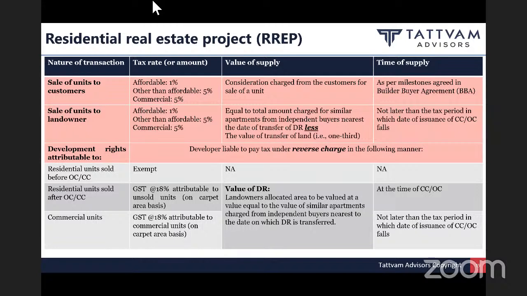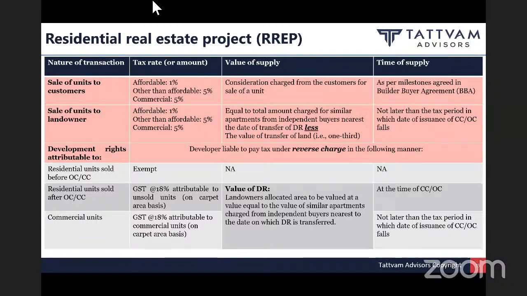If you write in your agreement that this GST will be borne by the landowner and landowner will give it to the developer, then landowner has to give. Sometimes it is shared as 50-50. So you have to write in the agreement who will be bearing this GST on this allocation which is done to the landowner. That has to be specified in the agreement. I have seen hundreds and hundreds of joint development agreements, and most of the agreements miss out this point, who will bear this GST liability.